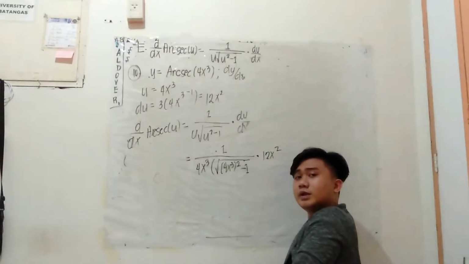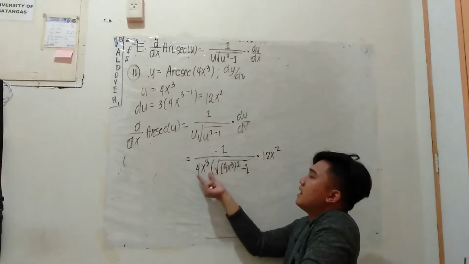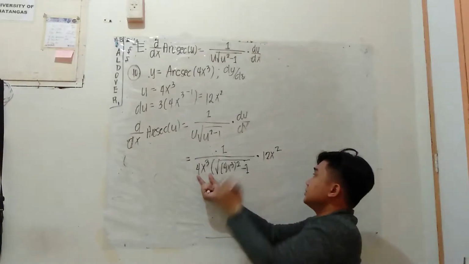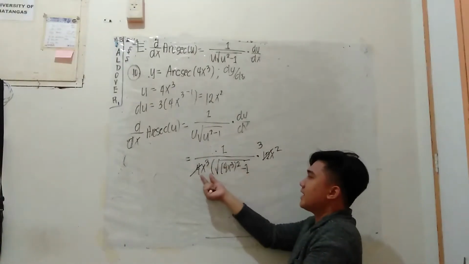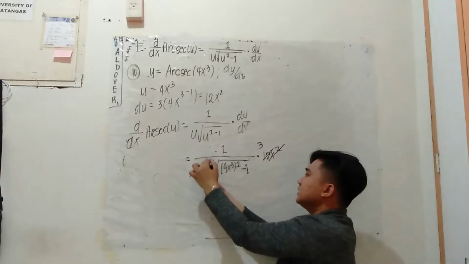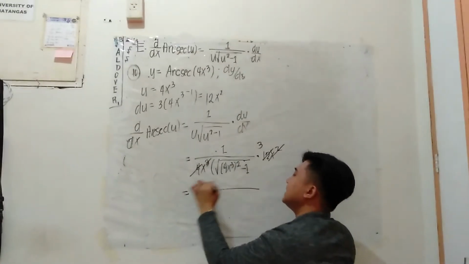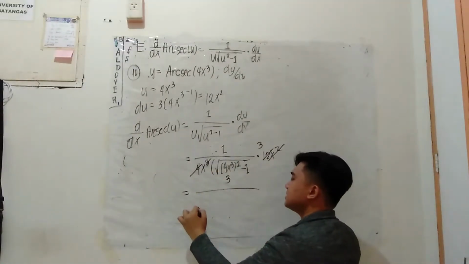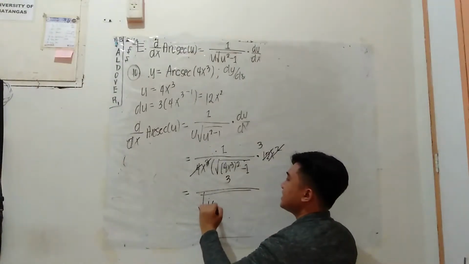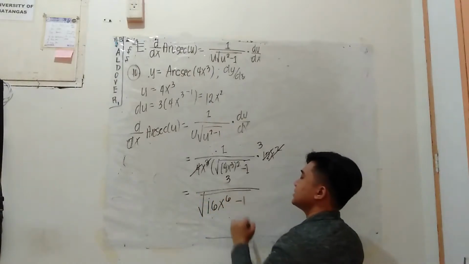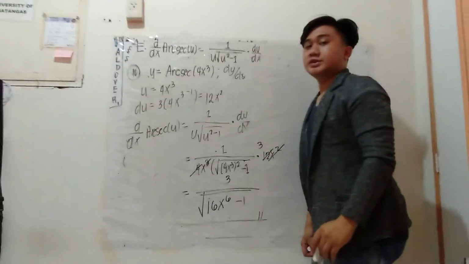Okay? And if you will observe, we can cancel because of 12x squared divided by 4x cubed. So, 12 divided by 4 is 3. X squared divided by x cubed, x squared is gone. X raised to 1 is what we have left. So, what remains is 3 all over square root of 4x cubed squared, that is 16 x raised to 6 minus 1. And that is our final answer.